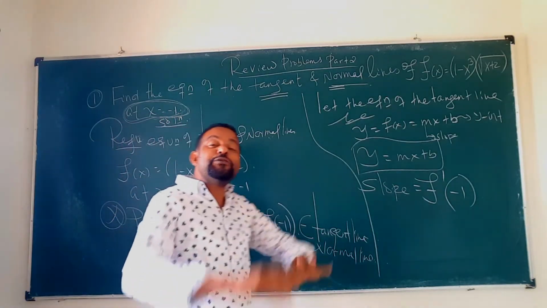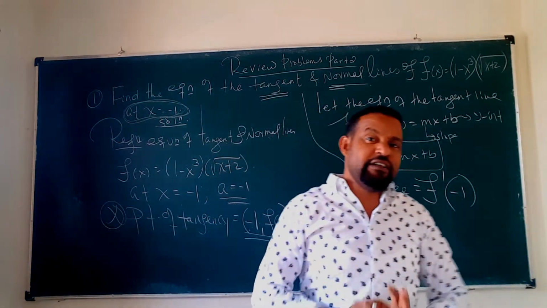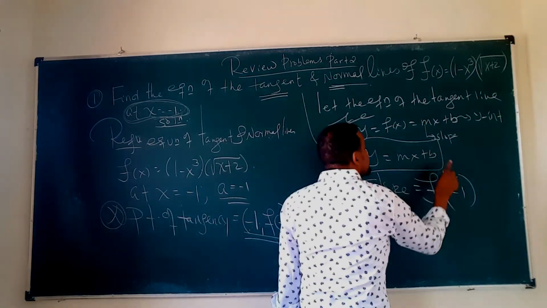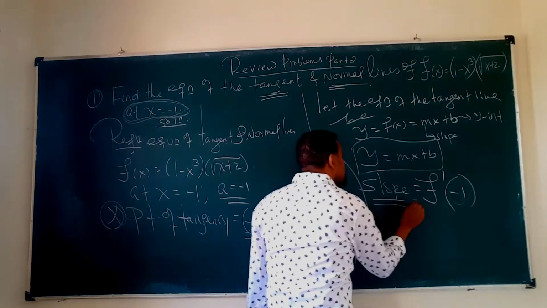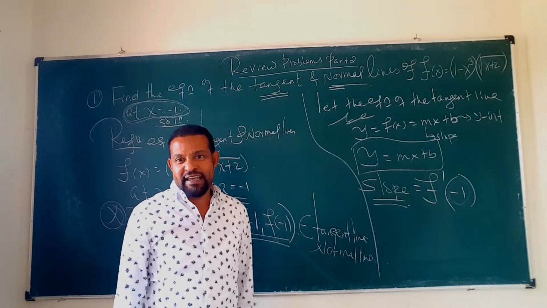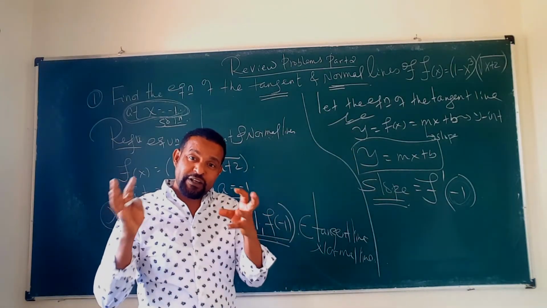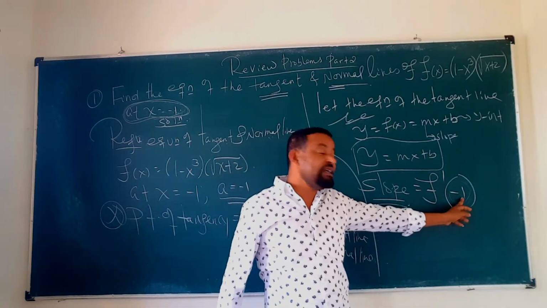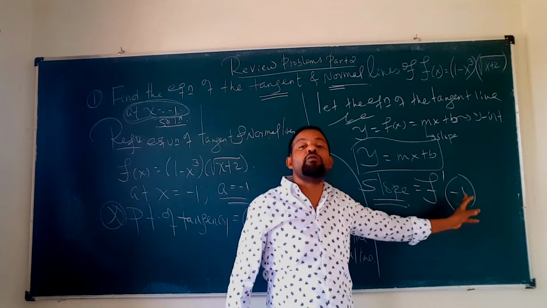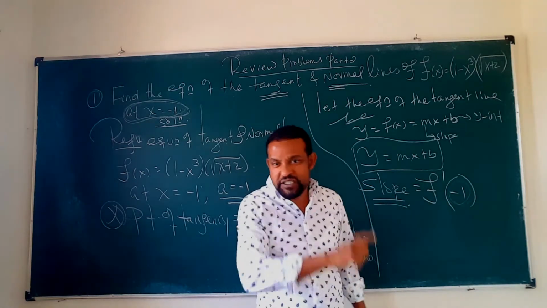So we derive the function, and evaluating that derivative at the point of tangency -1 will give you the slope of the tangent line. We differentiate the given function, then evaluate at -1. The result we get is the slope of the tangent line.